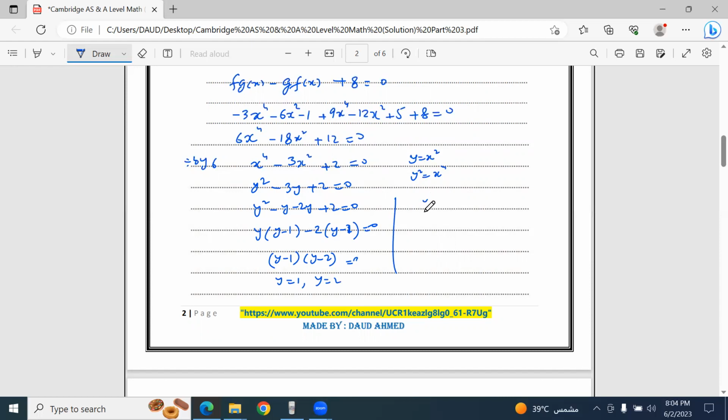When y is equal to 1, remember that y is equal to x squared. So by taking square root, we will get x is equal to plus minus 1. Same as when y is equal to 2, and we know that y is equal to x squared. So by taking square root, we will get plus minus square root of 2. As we know that the function is decreasing and the range is minus 1, so we will take negative values, minus 1 and minus square root of 2. That's the answer.